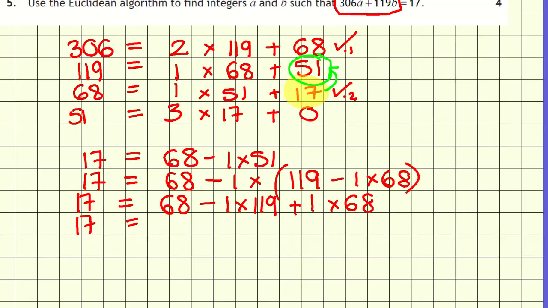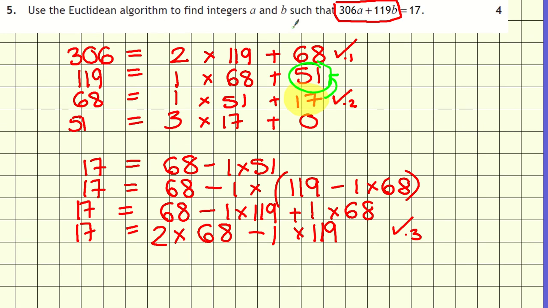Once you've multiplied out your brackets, simplify. So I can see a 68 at the start and 1 at the end, so that means that I've got one lot of this 68 and I've got one lot of that 68, which means I've got two lots of 68. Take away 1 times 119. Right, that's where you get your third mark from.